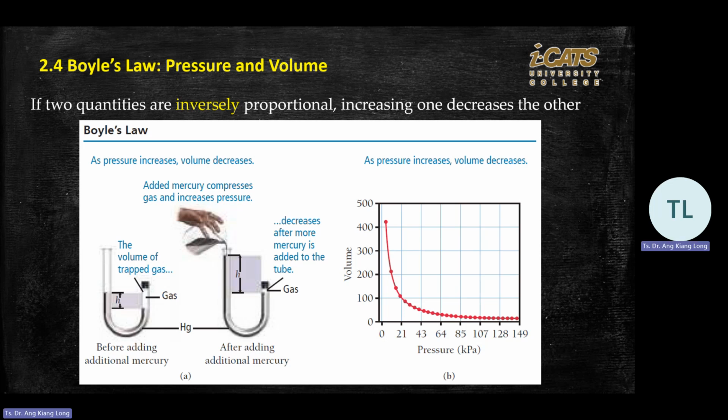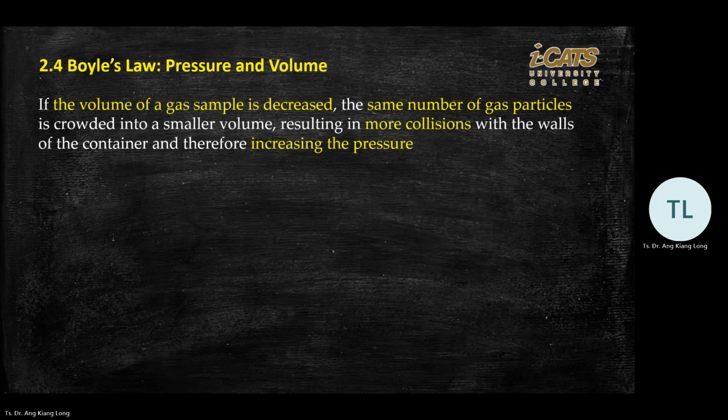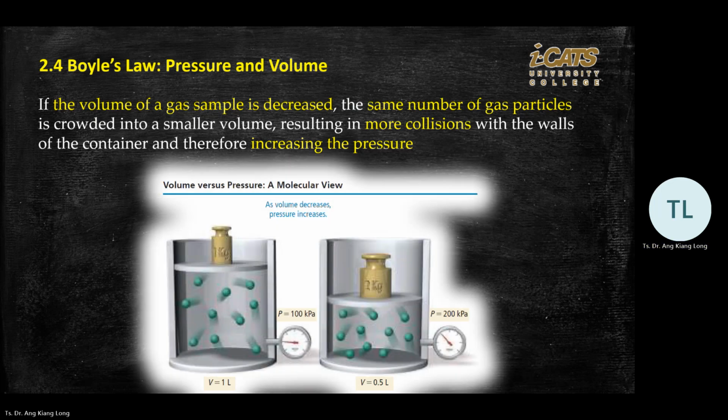Atmospheric pressure. You mark the mercury level in the tube. Then you add in mercury. Then you measure the height. Then you use P equals rho g h to find the graph. So this is just an illustration again of Boyle's law.